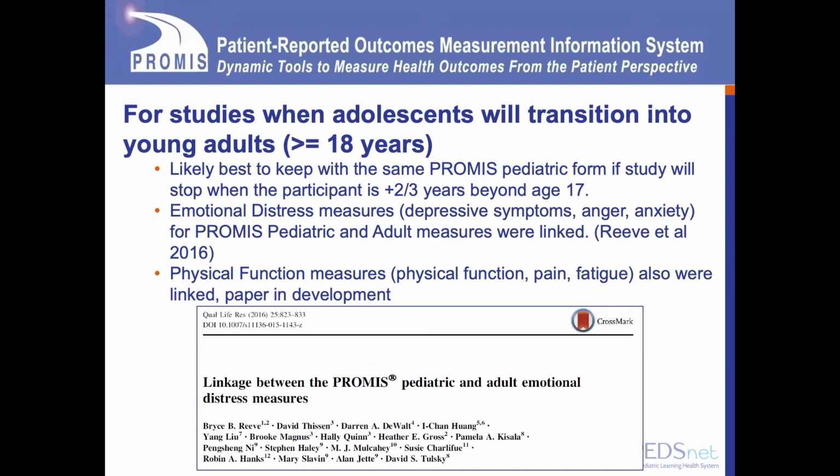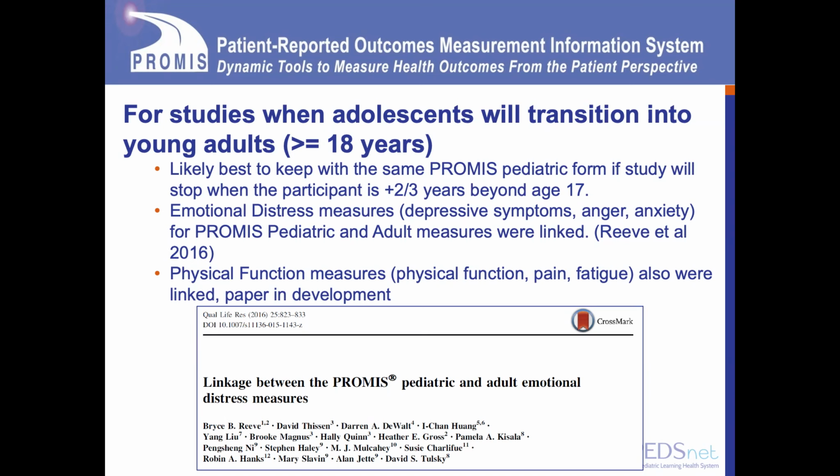So here's a paper by Bryce Reed that shows that the PROMIS pediatric and adult emotional distress measures, depression, anxiety, and anger, have been statistically equated. And so through what are called equating methods, the investigators, and most of these people are friends of mine, have been able to calibrate the pediatric version and the adult version of the same concepts onto the same scale.